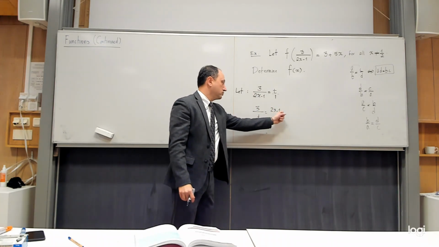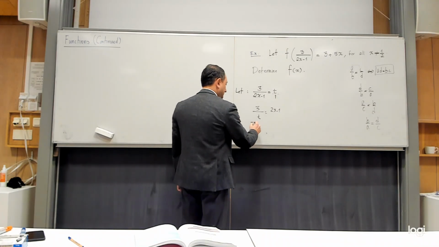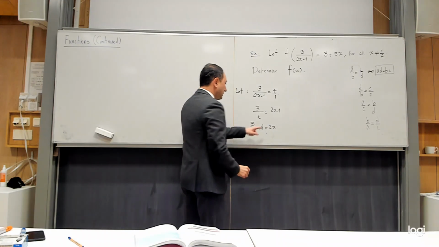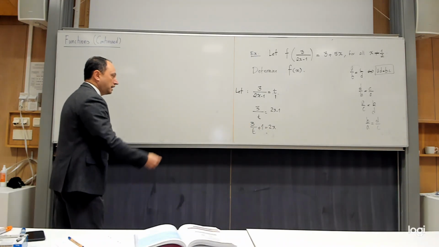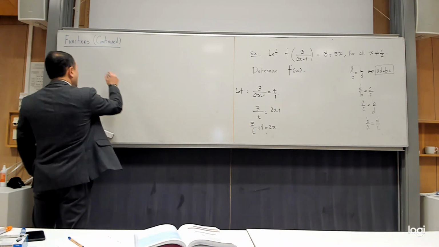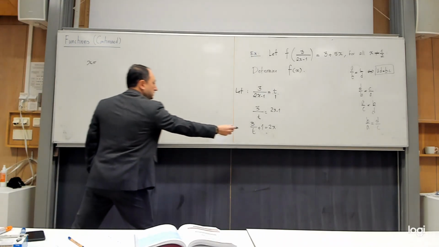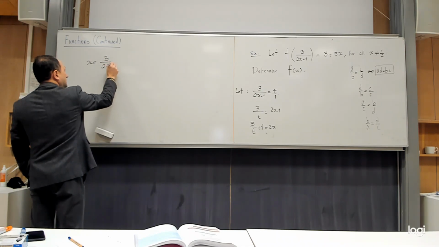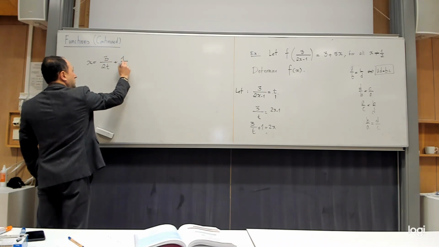So what you are supposed to do, you move 1 to the right, and then you have what? 2x. And then you are looking for x. So what I have to do, I have to divide by 2. So x becomes, the first term divided by 2 is 3 over 2t. The second one divided by 2 is 1 over 2.